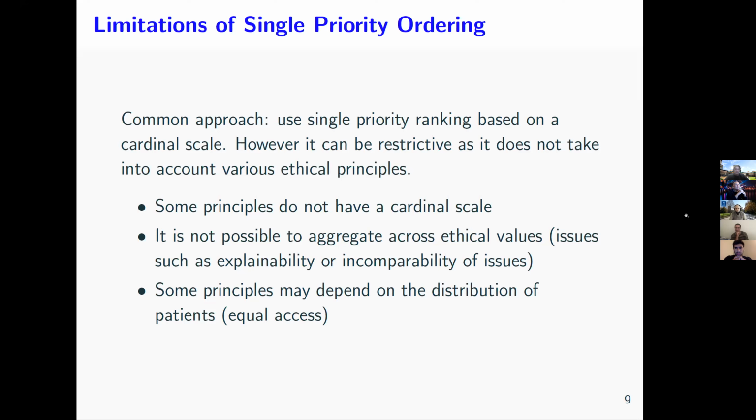So I'll mention a few. Some principles do not have a natural cardinal scale. Secondly, there's an issue of comparing apples with oranges. It might not be possible to aggregate across ethical values, and issues such as explainability or incomparabilities come into play as well. And some principles may depend on the distribution of patients. So depending on which groups have been disadvantaged, you might want to cater to that in your allocation-making process.